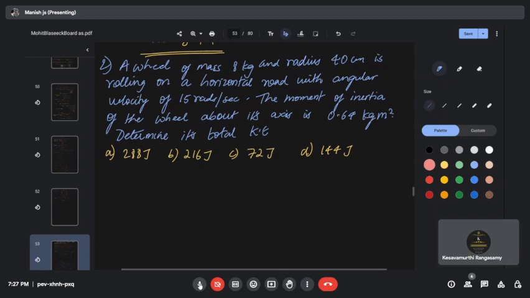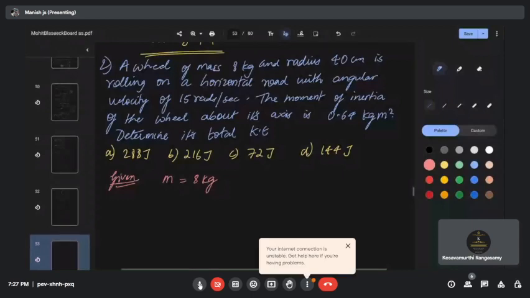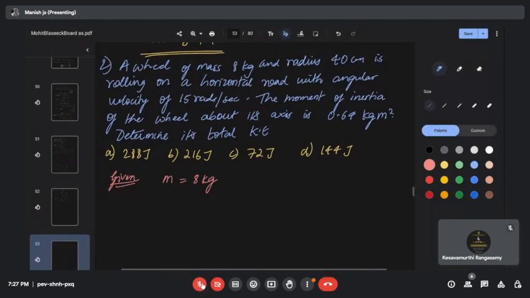Okay, I want you guys to try it. Please read the question. One of you can read it and tell me what is the given data. The mass of the wheel is 8 kilograms and the radius is 40 centimeters. The angular velocity is 15 radians per second. The inertia is 0.4 kilogram meter square. So mass we would represent using the letter m. And what about angular velocity? What is the notation for it?